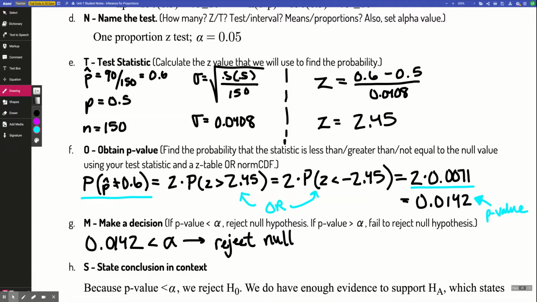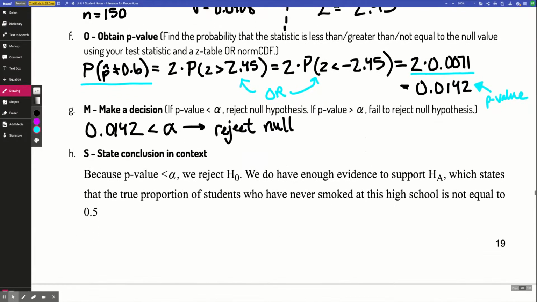Okay, so that's how likely this statistic, the 0.6, is to occur if we're assuming that at this school, the proportion of students who don't smoke is actually equal to 0.5, right? Because that p-value is so low, that's making me think that the underlying assumption in our null hypothesis is false, right? And that's what happens at the M step here, where we make a decision. So because my p-value is less than alpha, the significance level that I set, I'm going to reject my null. And then finally, I have to state my conclusion in context.